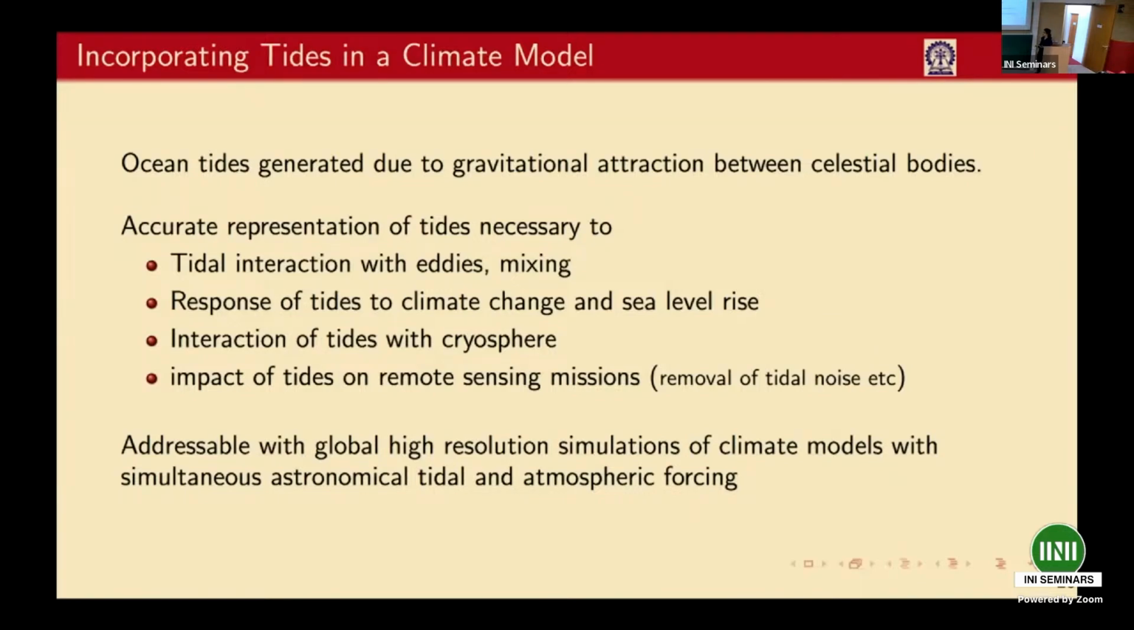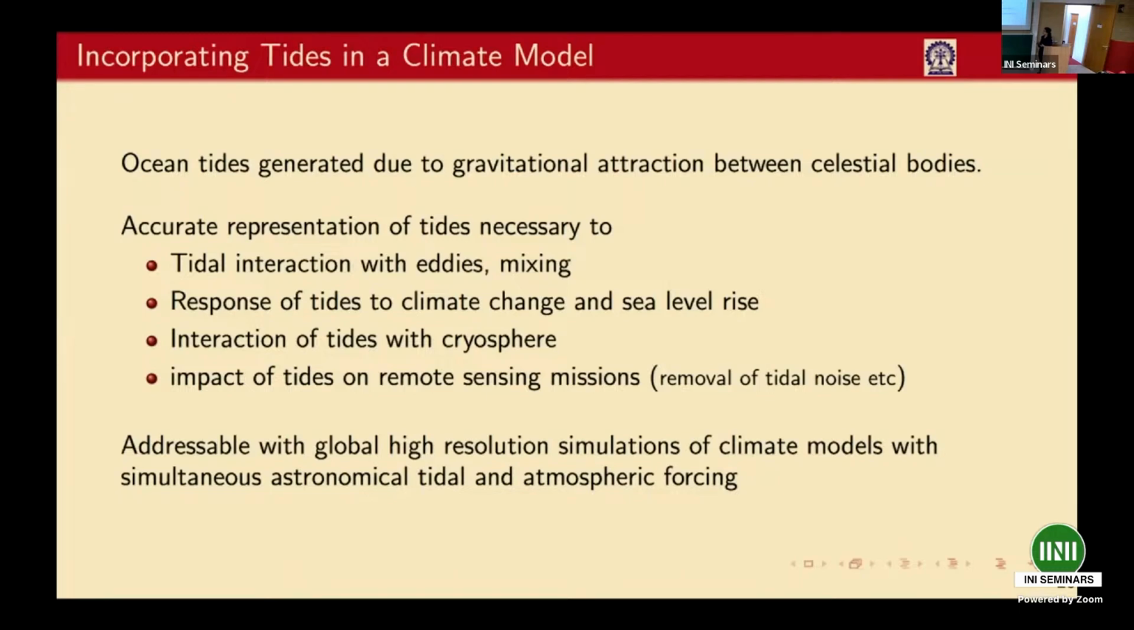So how do we take into account the multi-scale nature of ocean dynamics? We did some basic preliminary work at Los Alamos, so I'm just going to talk about that. So we included tides. Why are tides important?